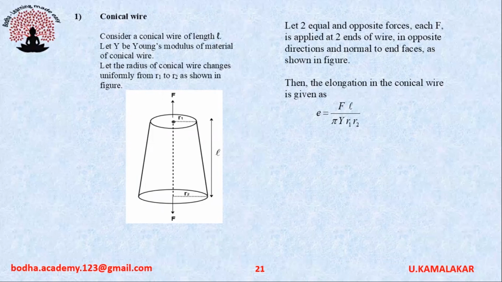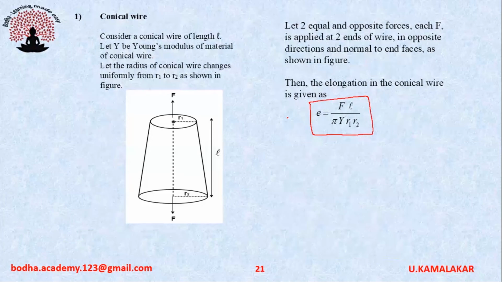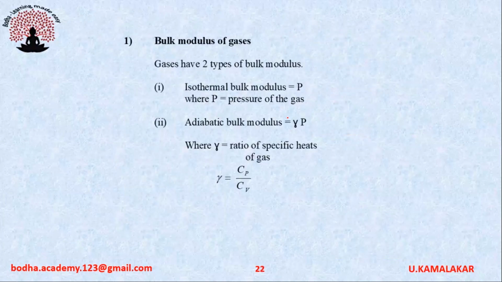Next topic, conical wire. Consider a conical wire of length L. Let Y be Young's modulus of material of conical wire. Let radius of conical wire changes uniformly from R1 to R2 as shown in figure. Let two equal and opposite forces, each F, be applied at two ends of wire in opposite directions and normal to end faces as shown in figure. Then the elongation of the conical wire is given as E is equals to FL whole thing divided by pi Y R1 R2.